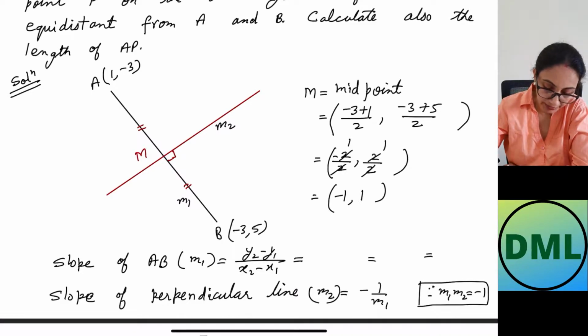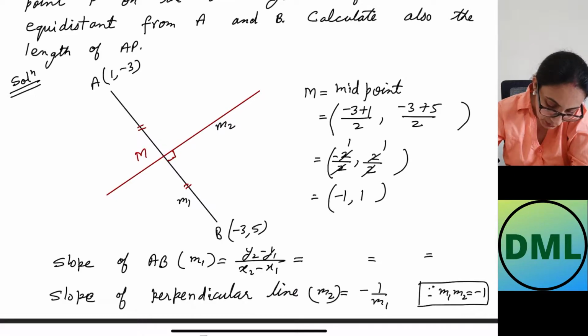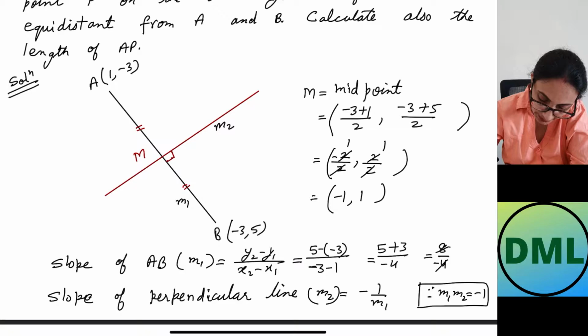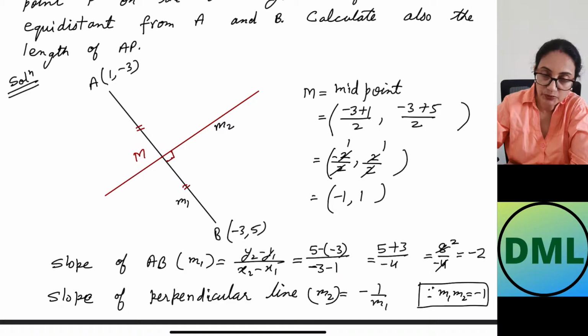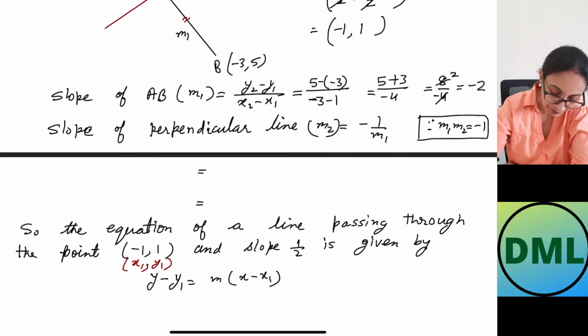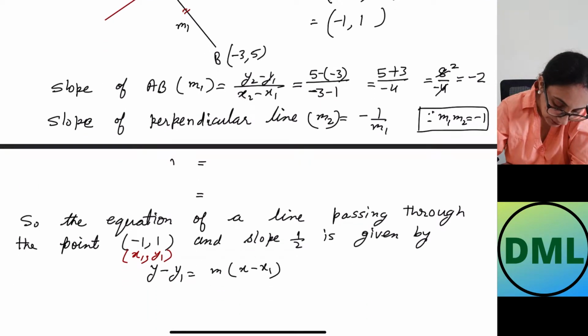So the slope of the line AB, which is M1, is given by y2 minus y1 over x2 minus x1. So it will be 5 minus of minus 3 over minus 3 minus 1. So it will be 5 plus 3 over minus 4. So it will be 8 over minus 4, which is negative 2. So the slope of the perpendicular line M2 is given by minus 1 over M1, as we know that M1 times M2 is equal to minus 1. So M2 is minus 1 over M1, which is minus 1 over minus 2, so that will be equal to half.